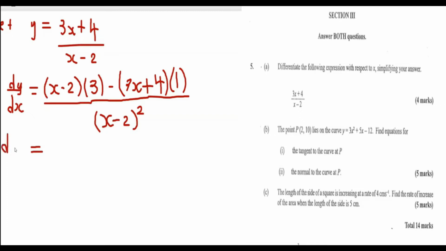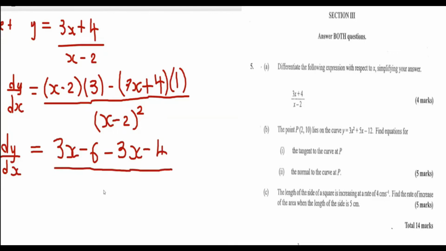So what does this work out to be? Dy by dx works out to be x minus 2 times 3, that's going to give us 3x minus 6, minus, of course, 1 times 3x, it works out to be minus 3x, and then 1 times 4 is 4, and this works out to be minus 4, over x minus 2 all square. So that's dy by dx.